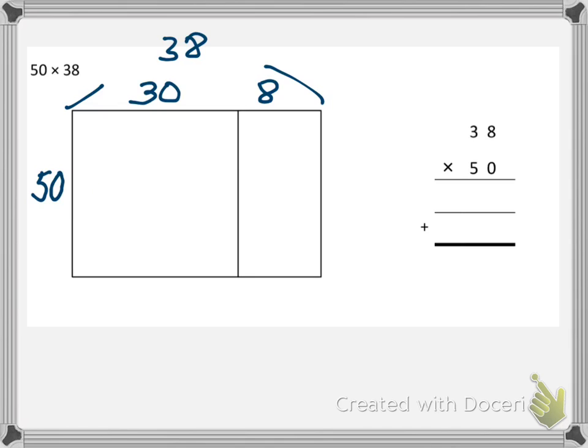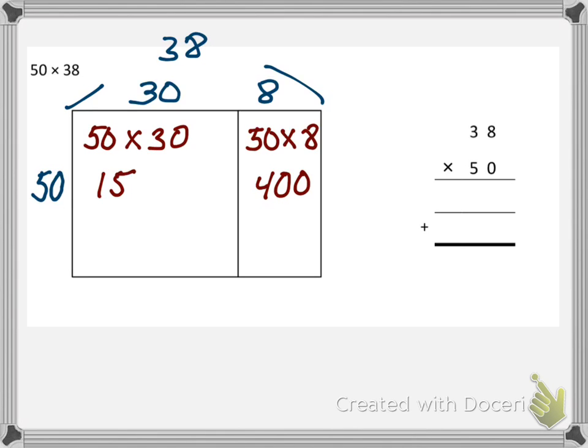So now let's start multiplying. We are going to start with 50 times 8. 5 times 8 is 40, and then we have that 0, so it's 400. Then over here we have 50 times 30, and we know 5 times 3 is 15, and we have 2 zeros. So now we have our two partial products.